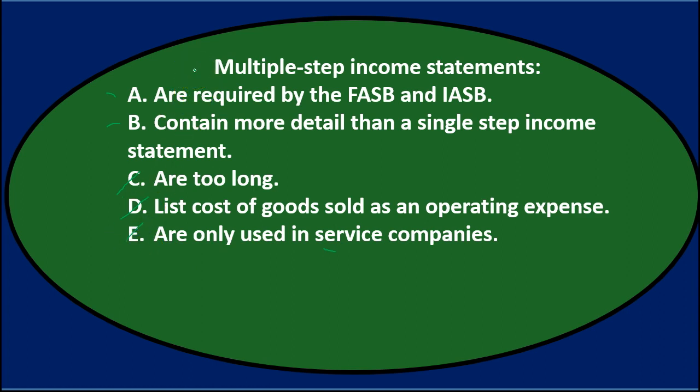So if we go through this one more time, we're left with A and B. Question once again, multi-step income statements, either A, are required by the FASB and IASB regulatory bodies, or B, contain more detail than a single-step income statement. Of those two, A we might say could be true under certain circumstances, but B seems certainly true. If we have more steps, we're going to have more detail. We're going to have more subcategories, more areas where people can have ratio calculations and all that great stuff. So B looks like the correct answer.